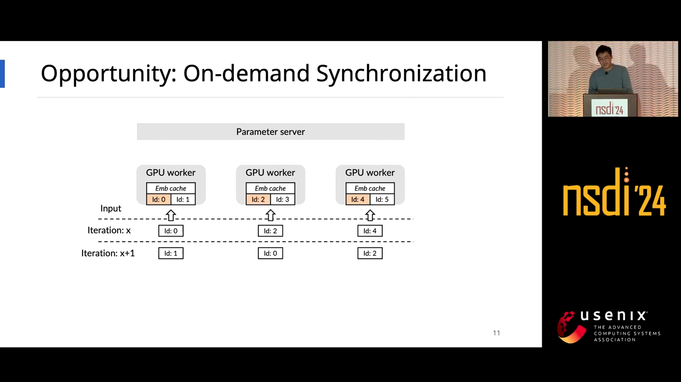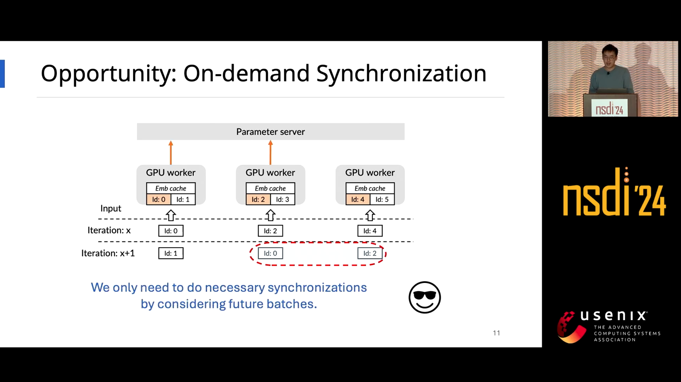So it leads to another opportunity. We can do on-demand synchronization. We find that for the necessary embeddings that are required by other workers in future iterations, only the left and the middle workers need to push their updated embeddings to the parameter server. This implies that the worker push transfers can be optimized by performing on-demand synchronization.